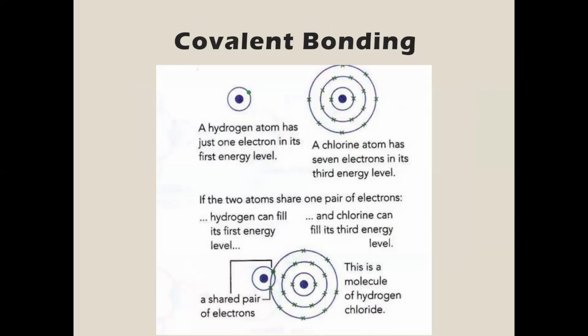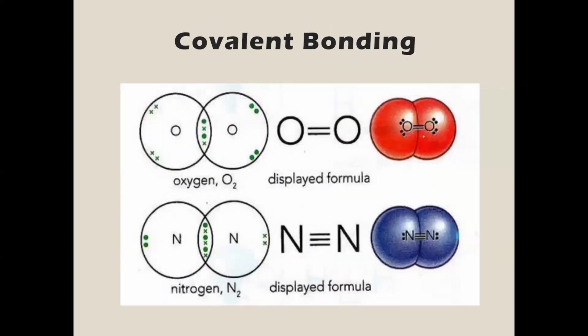The first example that we explained, but in another way: hydrogen and chlorine, HCl, where each shares an electron with the other. Here are other forms of covalent bonds where more than one pair of electrons are shared. So this is a double bond, and this is a triple bond.